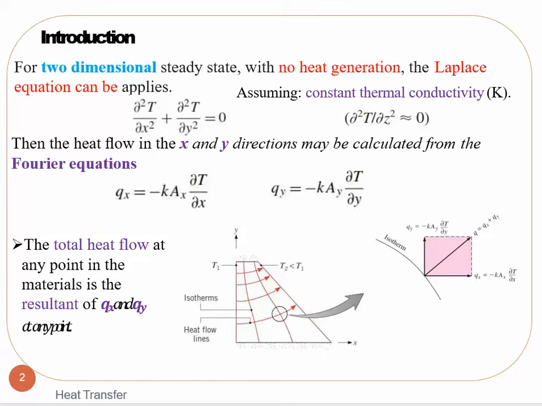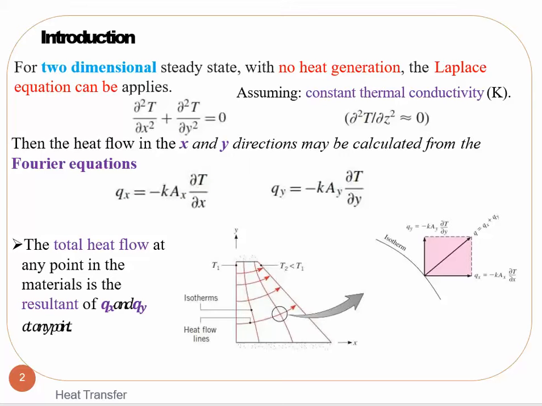Then the heat transfer in the x and y directions may be calculated by Fourier's law, which says that qx is equal to minus k A dT by dx, and for the y coordinate, qy is equal to minus k A dT by dy. The total heat flow at any point in the material is the resultant of qx and qy at that point.